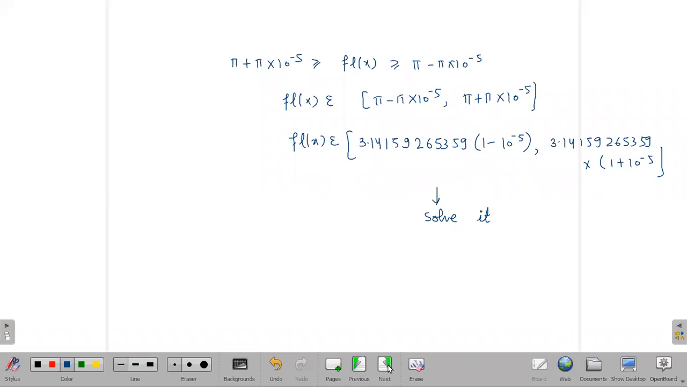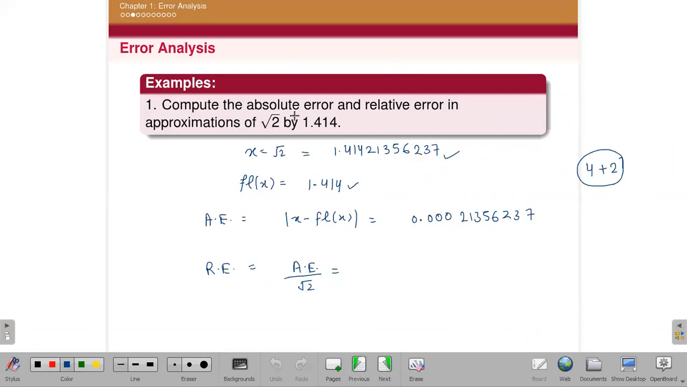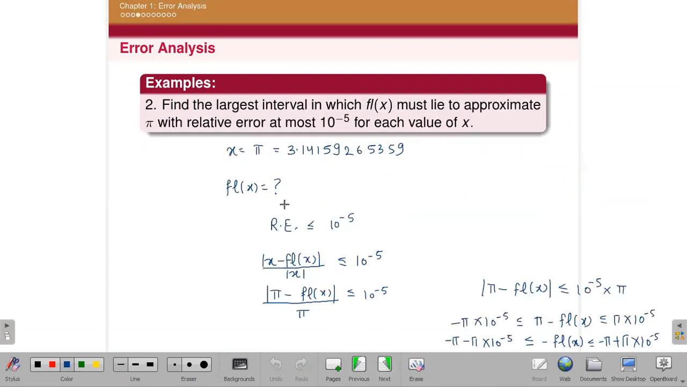Okay, so any doubt in this question? So in the absolute error and relative error topic, two types of questions can come. The first question is that you have to find absolute error and relative error, but that is a very simple question. And the second type is this, means the relative error bound will be given to you and you have to find the interval for FL of x.